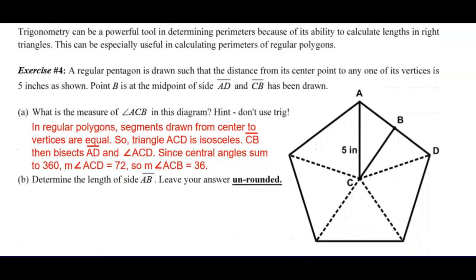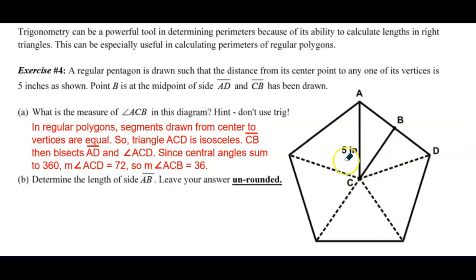All right, in exercise 4, a regular pentagon is drawn such that the distance from its center point to any one of its vertices is 5, so that's this AC segment. Point B is at the midpoint of AD, and CB has been drawn. All right, what is the measure of angle ACB in this diagram? So that's this angle right in here. Well, in a regular polygon, all of those segments drawn to the center, those are equal in length. And so triangle ACD here is an isosceles triangle, and segment CB then would bisect both segment AD and angle ACD.